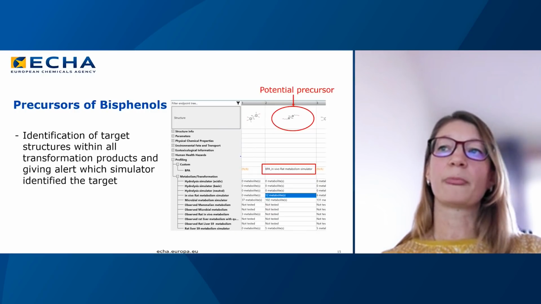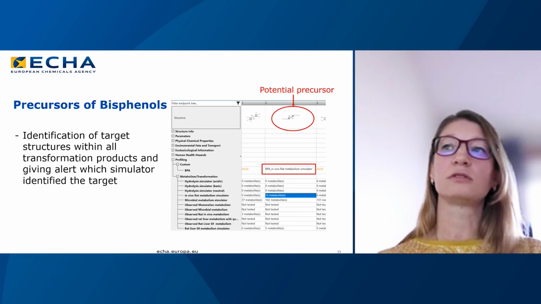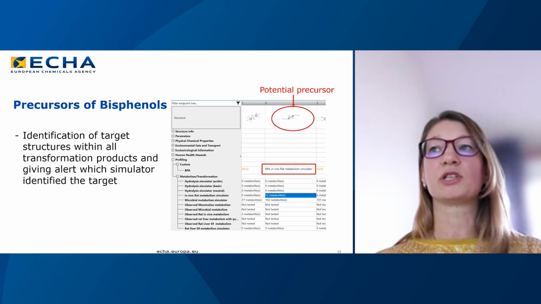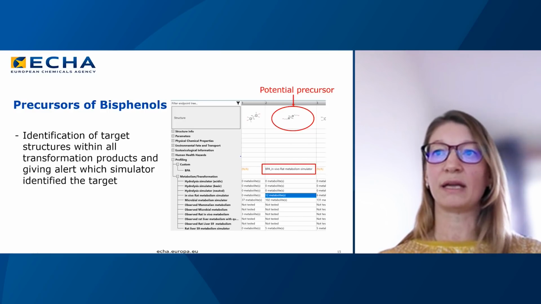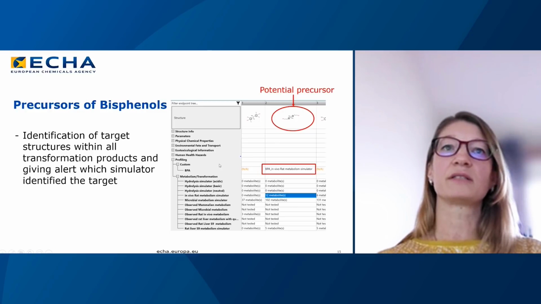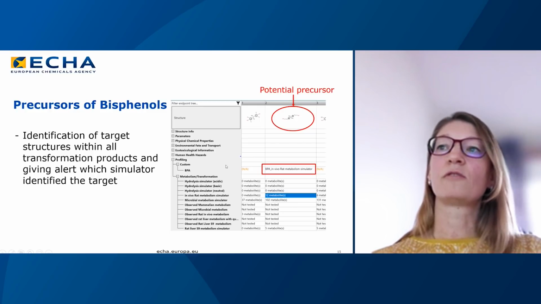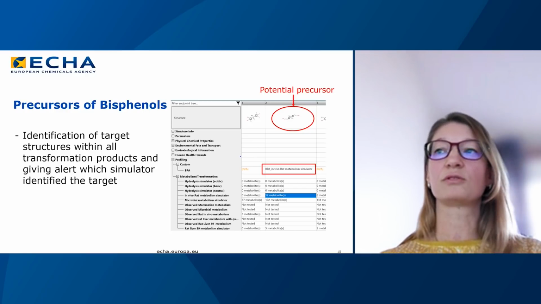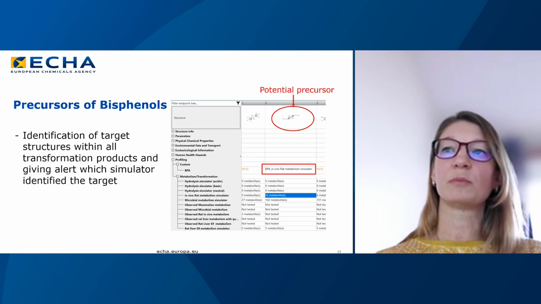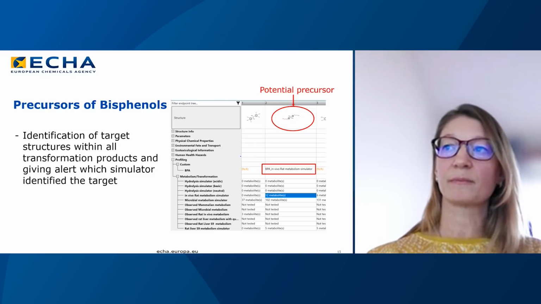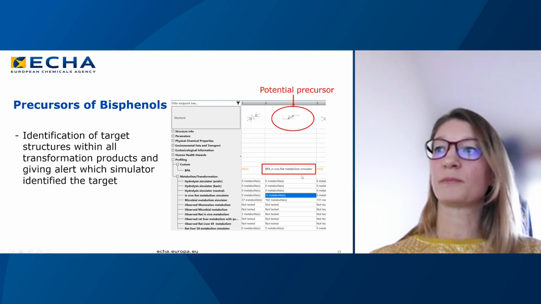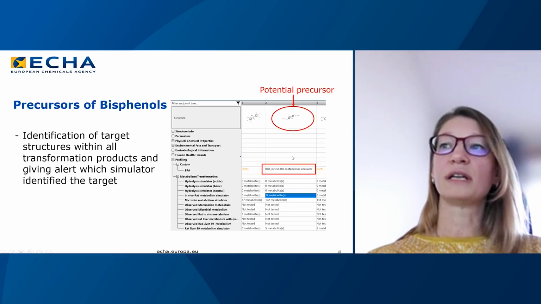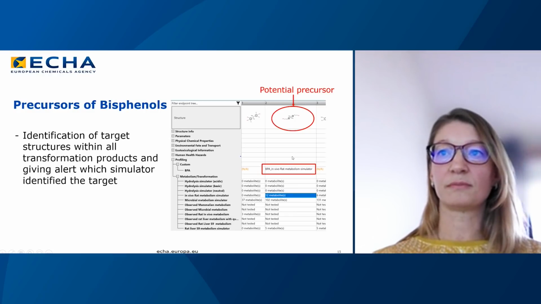In the example, our customized profiler, called BPA, checked whether a predicted transformation product matched with bisphenol A as our target structure. For those substances where there was a match, the profiler showed an alert and also gave the information which metabolism simulator predicted bisphenol A. In the screenshot, you see that the second substance was identified as potential precursor.